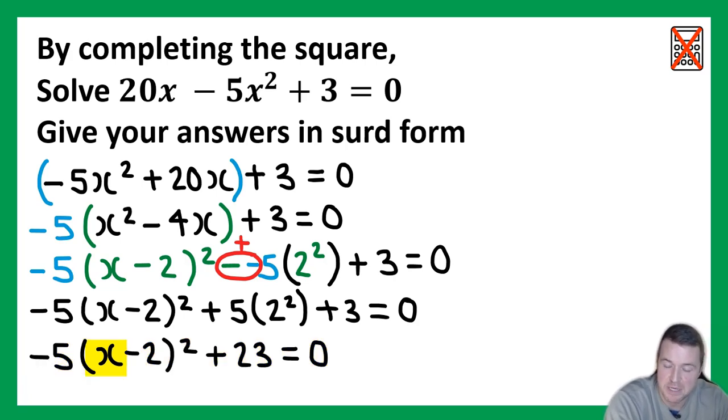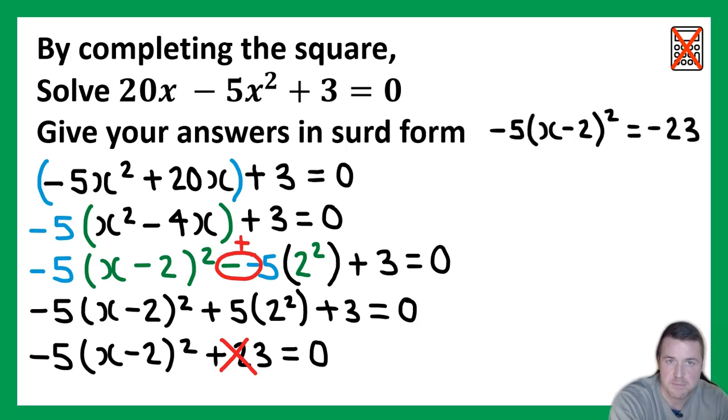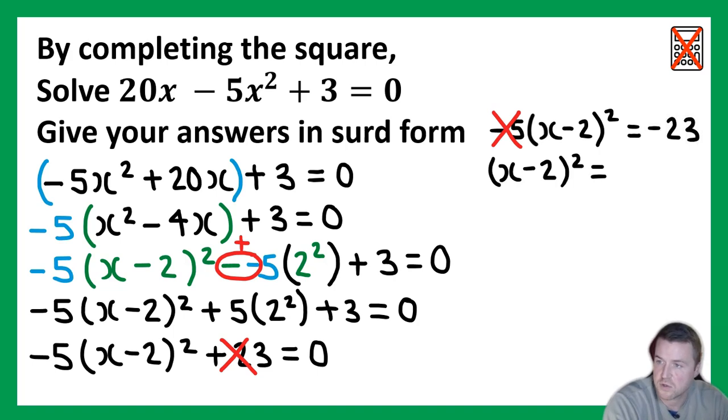Since x only appears once, I can use my knowledge of solving equations to work backwards to find x. I can do this by first taking away 23 from both sides of the equation. Negative 5 lots of x minus 2 squared is equal to negative 23. Next, I can divide through by negative 5. x minus 2 squared is equal to 23 over 5.